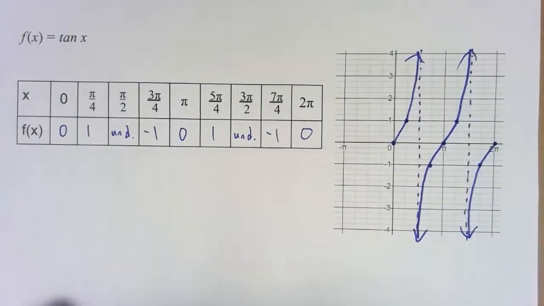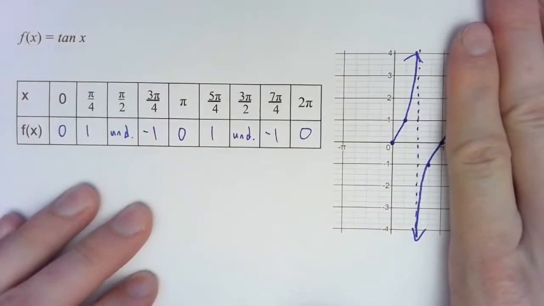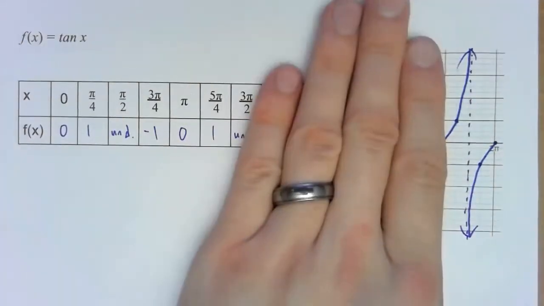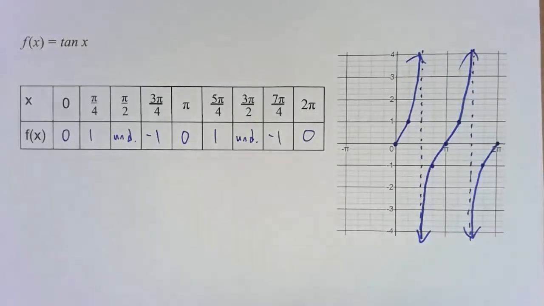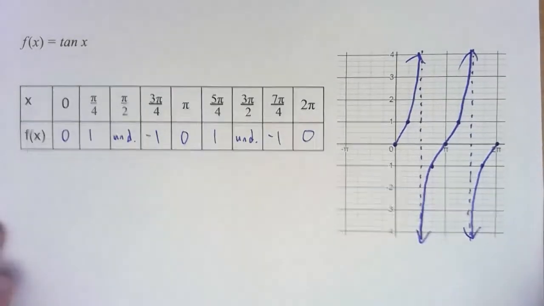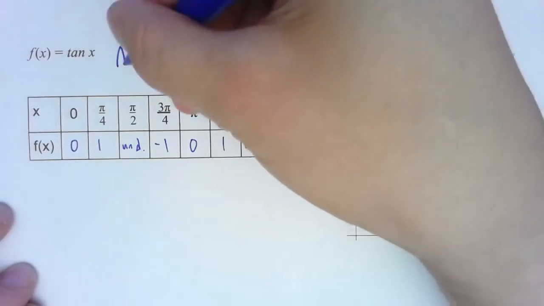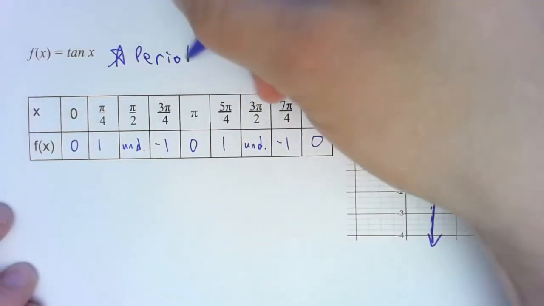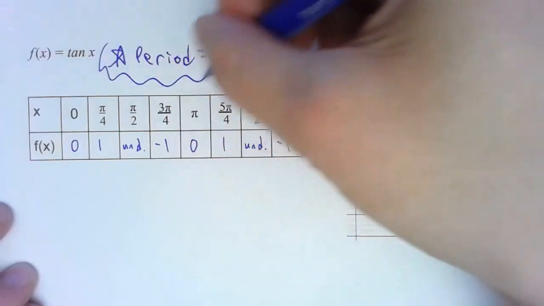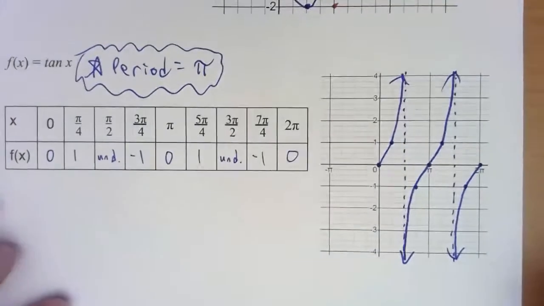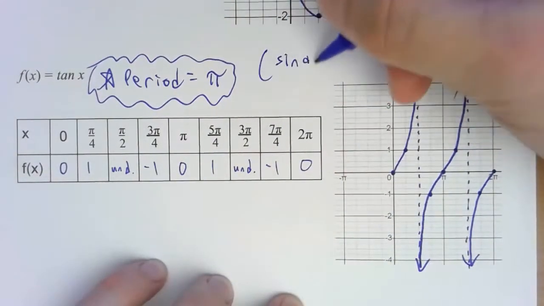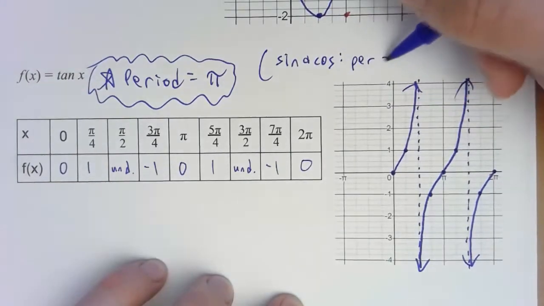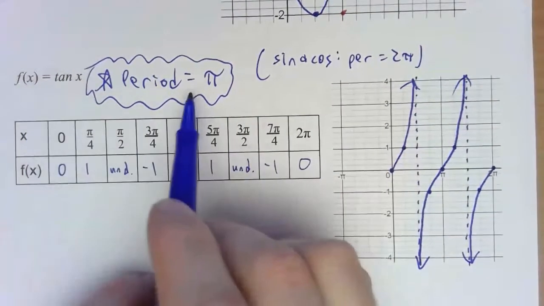This one starts repeating earlier, okay? This section right here is the same thing as that section right there. So we actually only need to go to pi for this one. Tangent has a period of pi. This is going to be something that's important to keep straight, because for sine and cosine, the period was 2 pi, right? So you're really going to have to keep those straight. Both sine and cosine, the period is 2 pi. But for tangent, the period is pi.